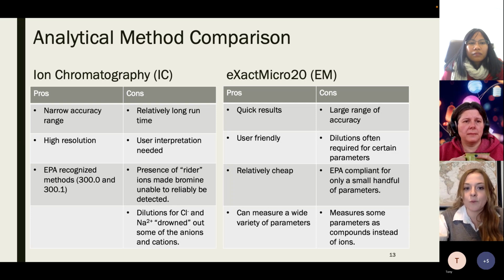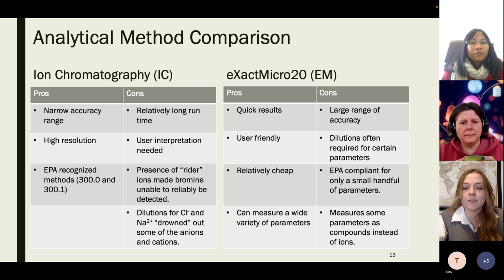Additionally, there was the presence of rider ions that made bromine unable to be reliably detected. A rider ion means that there are 2 peaks that come out at the same time. Even after performing a matrix spike, we weren't able to separate out what was the rider ion and what was bromine. And then also there were high dilutions needed for chloride and sodium that drowned out some of the other anions and cations measured. One example of this was fluoride, which was almost consistently below the IC's calibration curve.